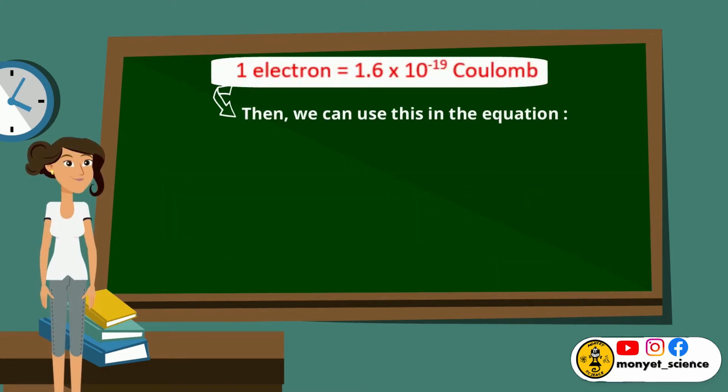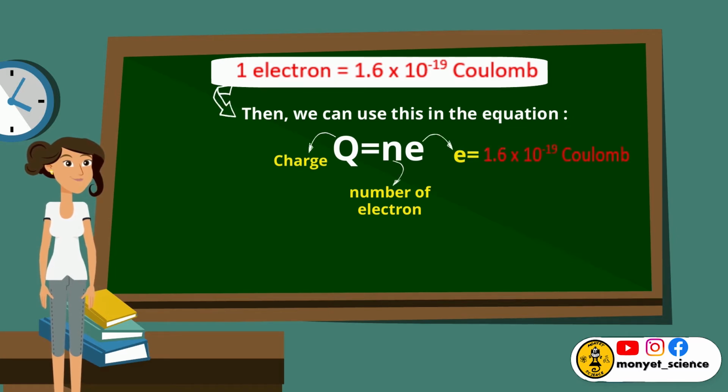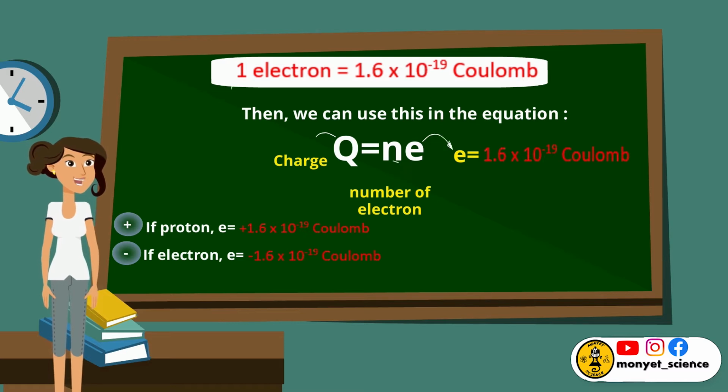Now that we know that 1 electron is equal to 1.6 times 10 to the negative 19 coulombs, we can use the equation Q is equal to NE, where Q is the charge, N is the number of electrons, and E is equal to 1.6 times 10 to the negative 19 coulombs. Please note that a proton is equal to positive 1.6 times 10 to the negative 19 coulombs, and electrons are equal to negative 1.6 times 10 to the negative 19 coulombs.